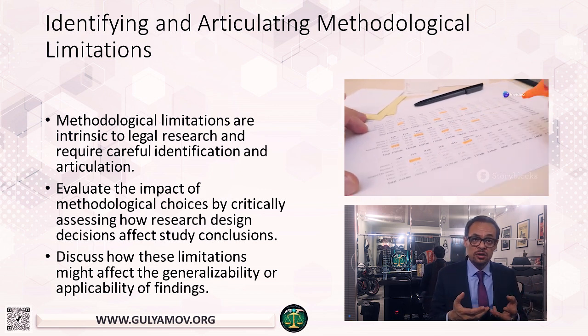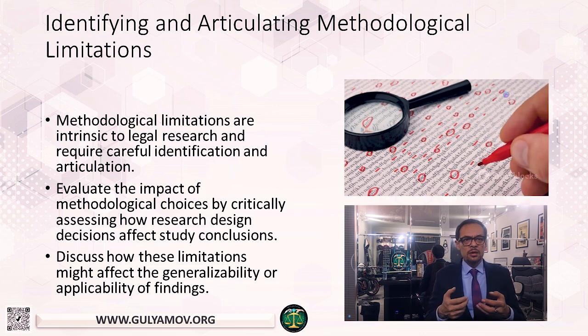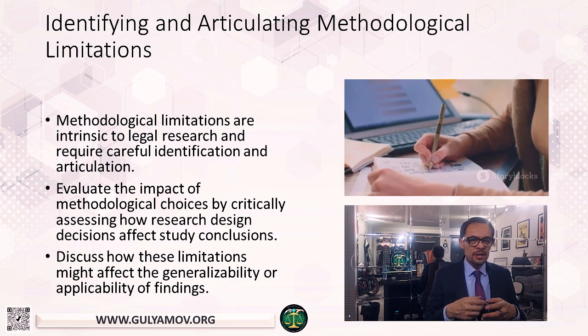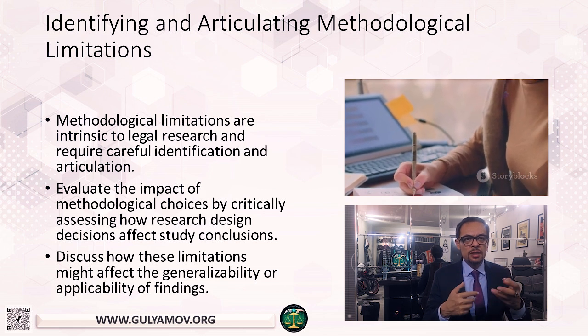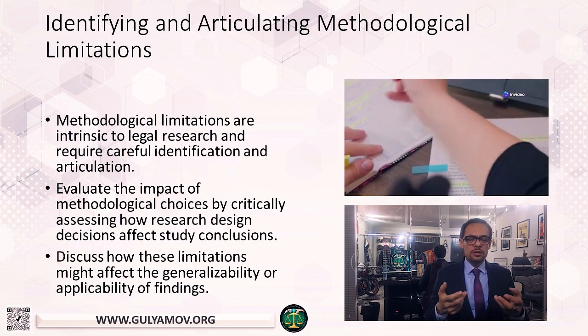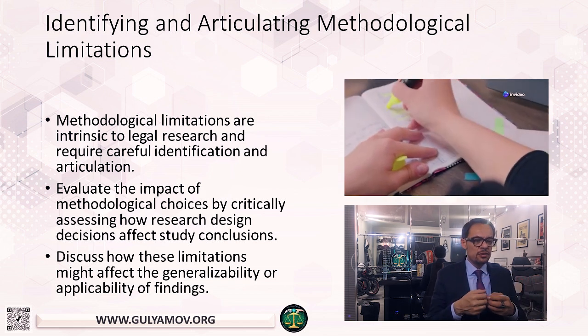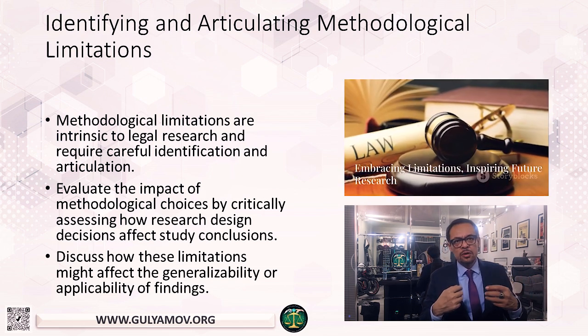When addressing sample selection limitations, state: while our study provides insights into judicial reasoning in intellectual property cases, the focus on federal circuit decisions may not reflect practices in other circuits or at the district court level. Discuss how these limitations might affect the generalizability or applicability of findings. Consider how future studies could address these methodological constraints.